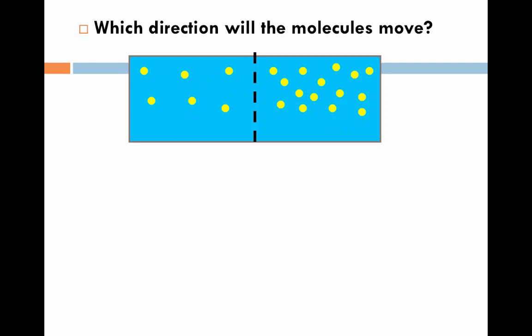If the yellow dots represent molecules, which side has a higher concentration of yellow dots? The left side or the right side? The right side. The right side has a higher concentration. Diffusion is the movement of molecules from a high concentration to a low concentration. So these yellow molecules will move from the right side to the left side. That's diffusion. All you need to know is which direction the molecules will move. It always goes from a high concentration to a low concentration.